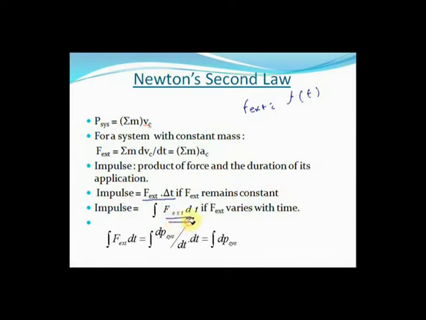Now we have already seen that F external is nothing but the rate of change of momentum of the system, that is dp system by dt. So when we replace F external with dp system by dt, we'll get impulse is equal to integration of dp system.